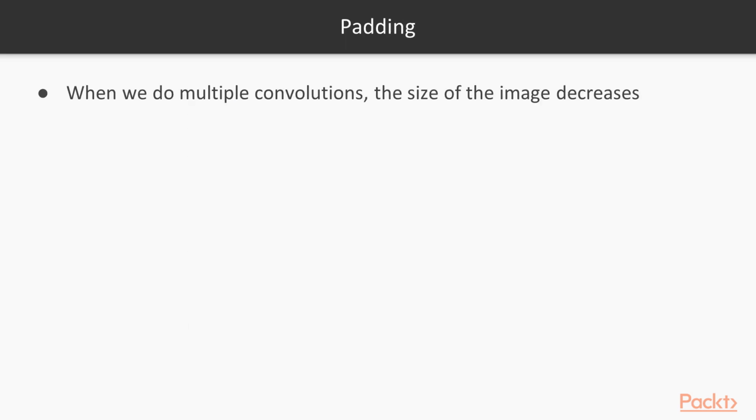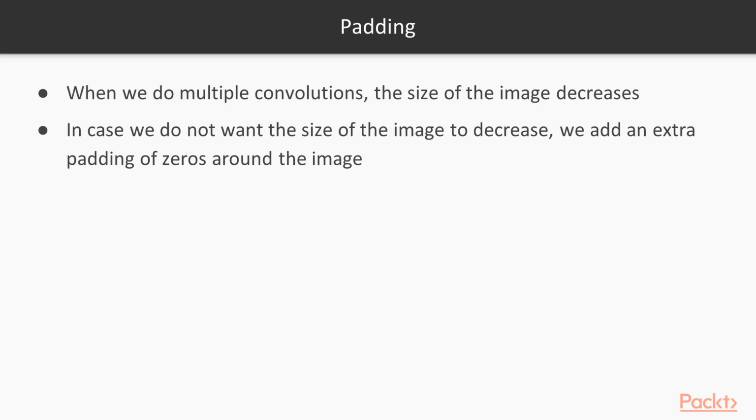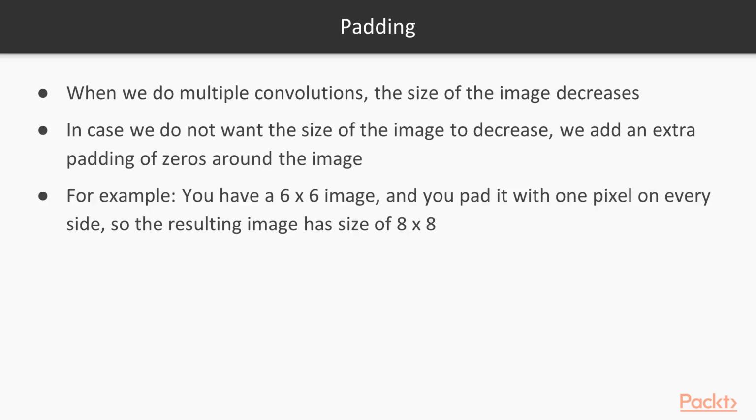Then we have something called padding. So what exactly is padding? When we do multiple convolutions, the size of the image decreases. In case we do not want the size of the image to decrease, we add an extra padding of zeros around the image. So in this case, the output size will be the same as the input size.